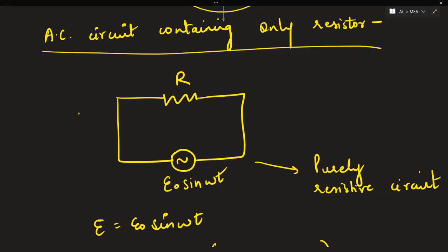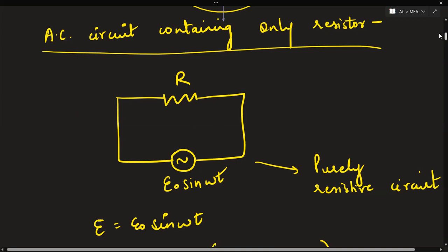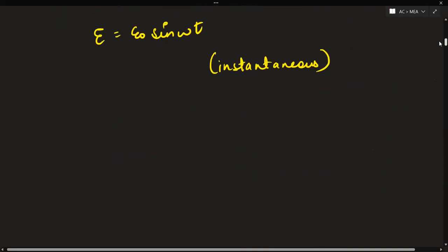When you have only a resistor connected along with an AC dynamo, we call this type of circuit a purely resistive circuit. In the exam you can get a direct question on the purely resistive circuit, or the whole definition can be written: AC circuit containing only a resistor. The resistance of this resistor is R, and the alternating EMF is E naught sine omega t. So E is E naught sine omega t, which is its instantaneous value.